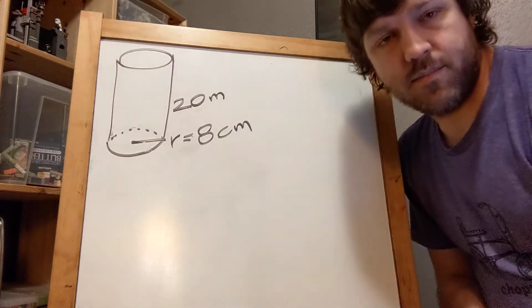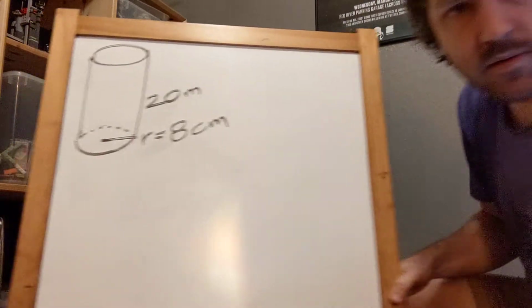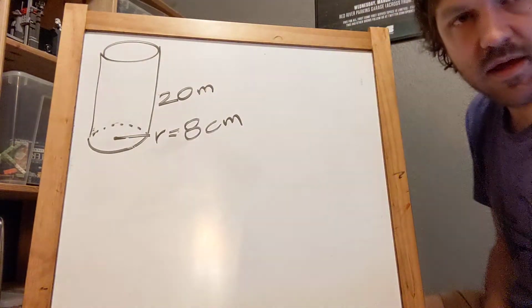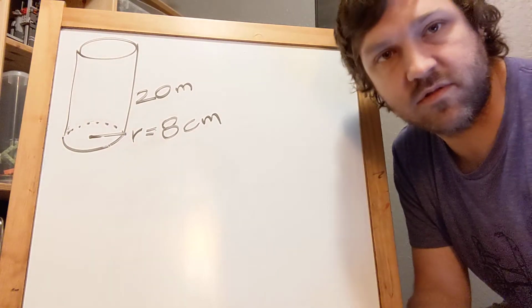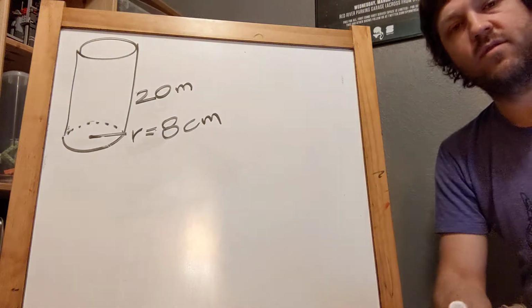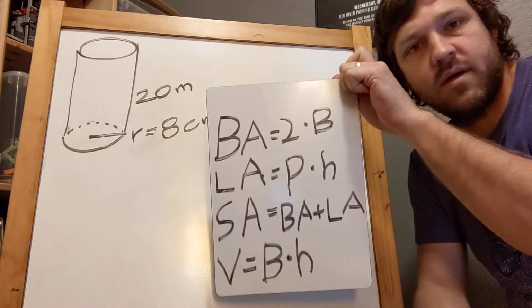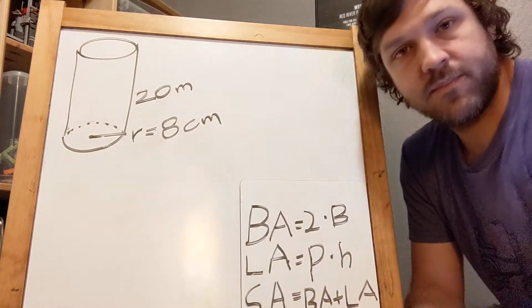All right, this is the last of the prism videos. Cylinders aren't necessarily categorized as prisms, but the process that you use to solve for their surface area and volume is the same as the ones we've been using. So we are going to follow the same procedure that we've been following up to this point.